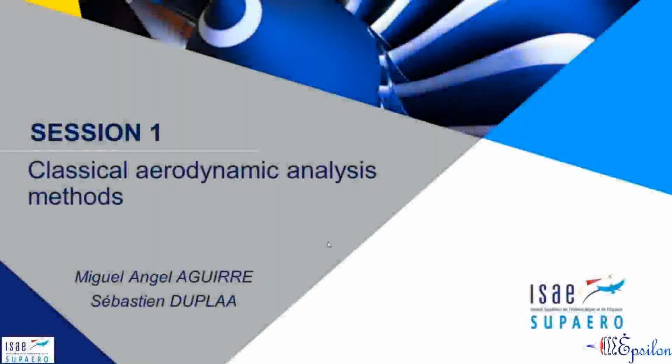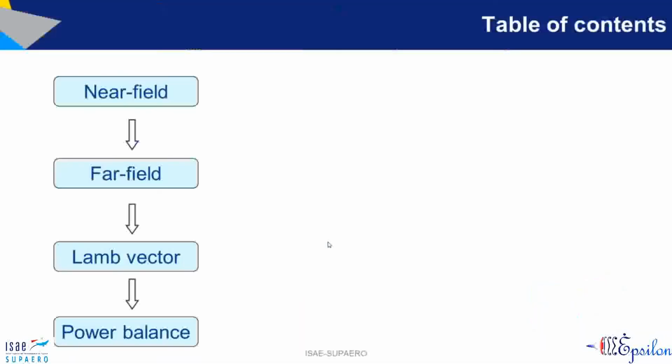Welcome to this tutorial series that will cover the theoretical background that's required to analyze CFD or wind tunnel data with Epsilon. In this first session, I will present the classical aerodynamic analysis methods. In particular, we'll cover the four classical methods, which are near-field, far-field, lamb vector, and power balance.